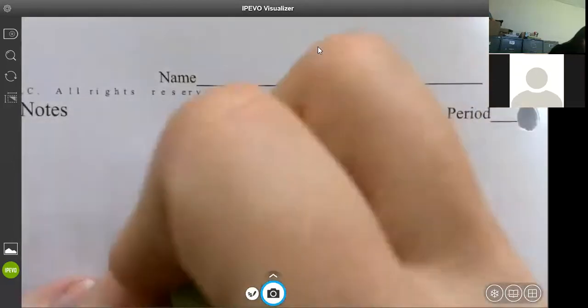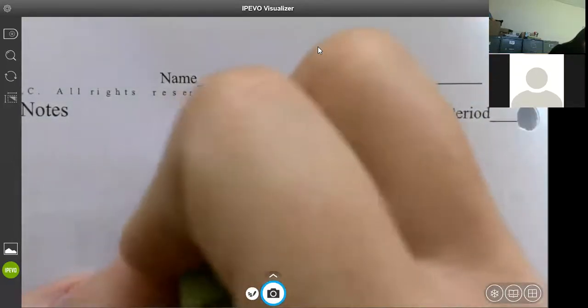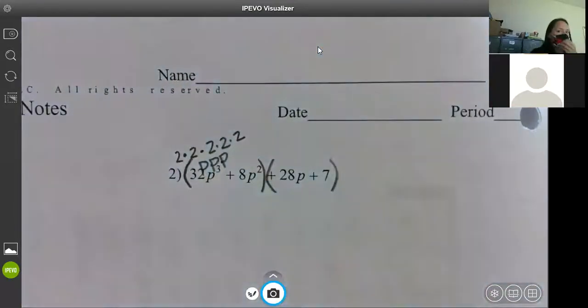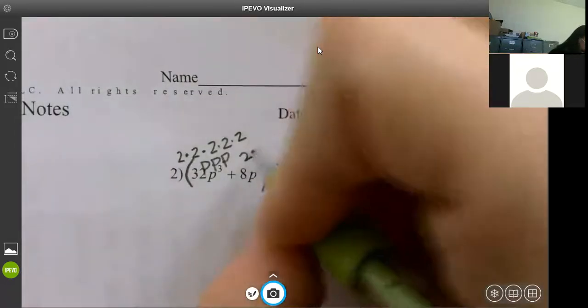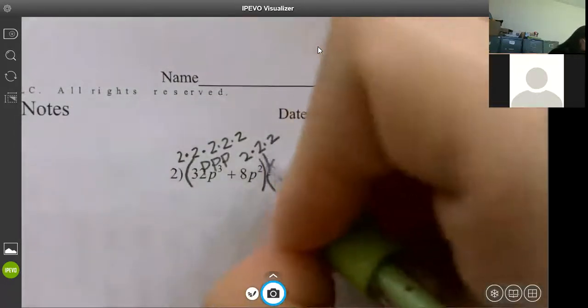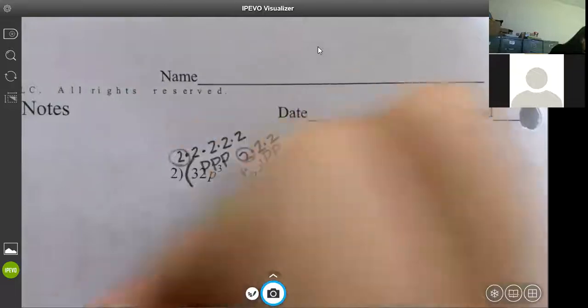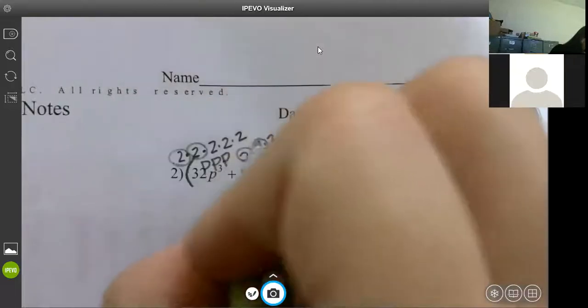8 and 4. 4 is 2 times 2. 8 is 2 times 2 times 2. And then we have 3 p's. 8 is 2 times 4. 4 is 2 times 2. And we have 2 p's. You're going to stop at those 2 and pick out what they have in common. So just like we did yesterday, what do they both have? Do they have a 2? Yes. Do they have another 2? Do they have a third 2?